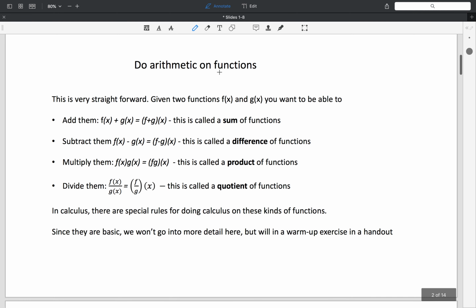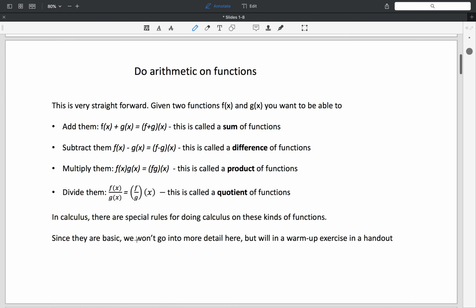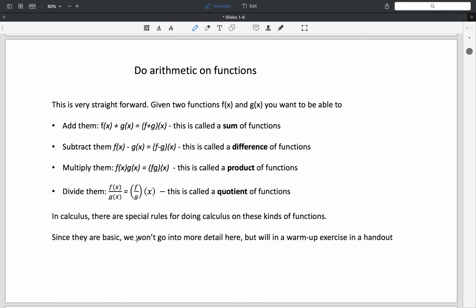Okay, so arithmetic on functions, this is very straightforward. And since they're so basic, I'm not going to go over them here. I'm going to do it in a warm-up exercise in a handout. So with functions, you can add them, and this is the notation that you use, and that's called the sum. You can subtract them. This is the notation you can use. That's called the difference. You can multiply them. This is called a product. And then if you divide them, you can use this notation, and that's called a quotient.